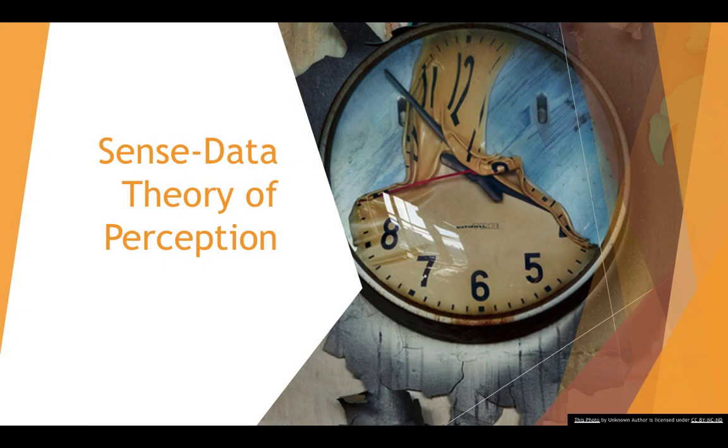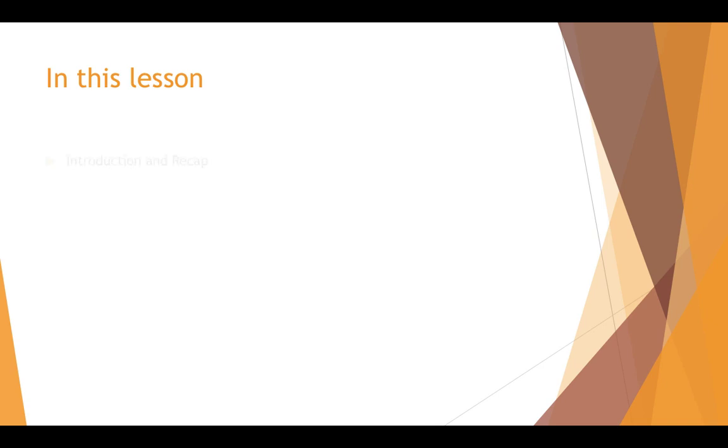For now, direct realism is essentially on the floor because we have attacked it first with the illusion argument and second with the hallucination argument. So we're going to start to look for a different theory. This is the theory we're going to explore in this lesson, the sense-data theory of perception. Specifically, we're going to recap what we did to direct realism, explain what sense-data theory of perception is, and then move on to indirect realism in the next lesson.